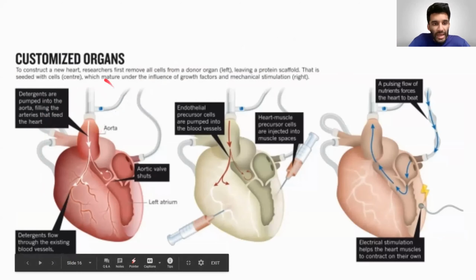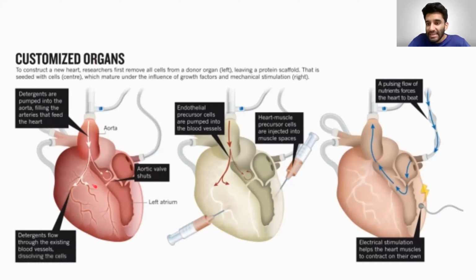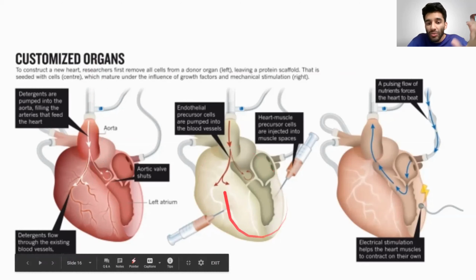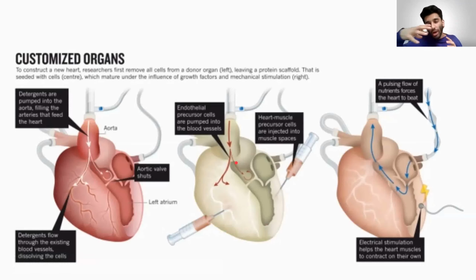So what we would do is hook the heart up to a machine. We would essentially pump in decellularizing detergents. And what these would do, exact same thing, they would strip the heart of the cells, and they would only leave the scaffold. They would only leave the structure. So again, all the aorta, all these structures of the tissue and the valves, that's all there. It's just that there are no cells populating it.